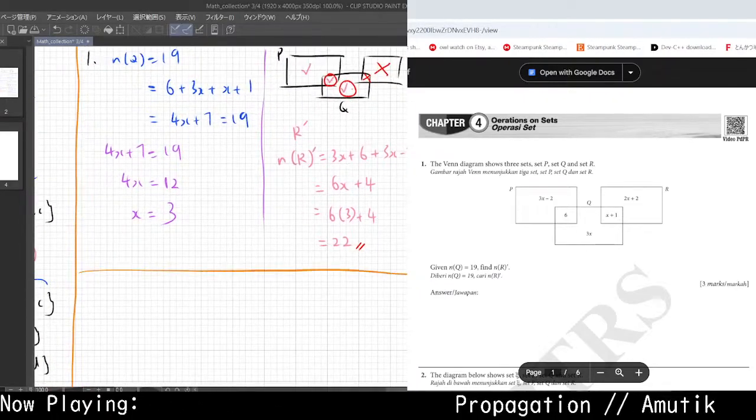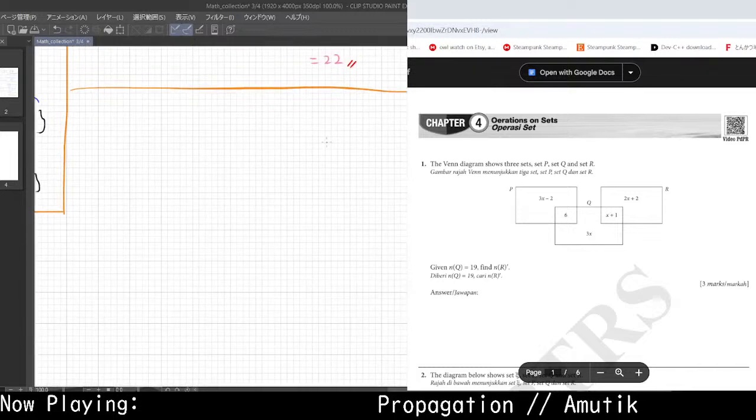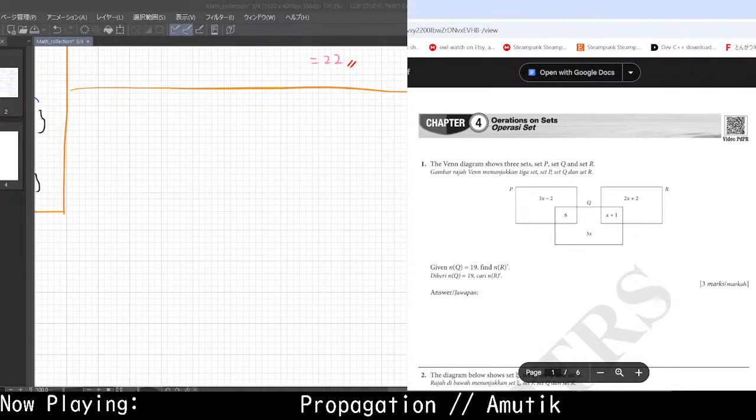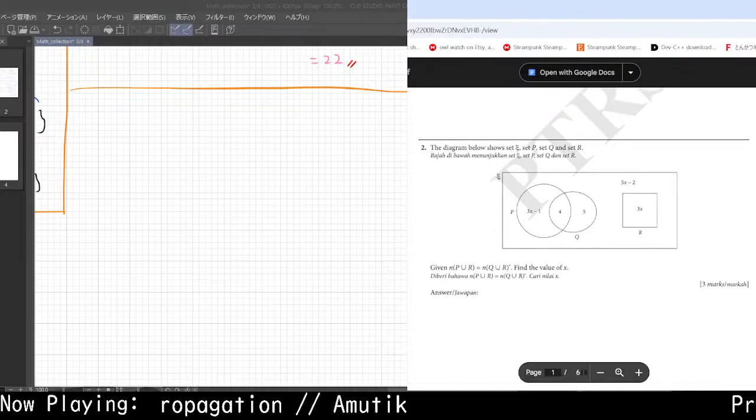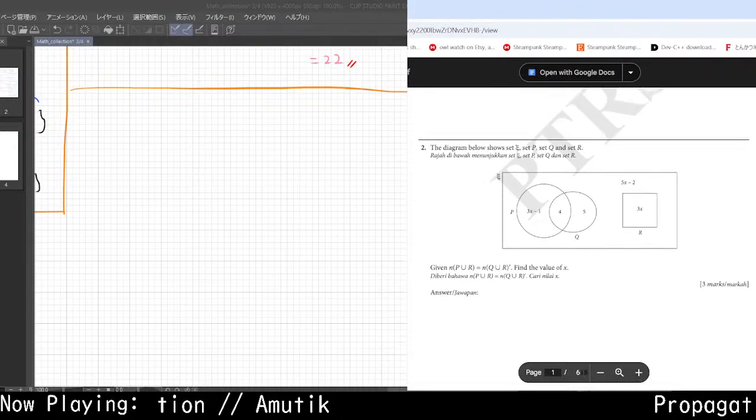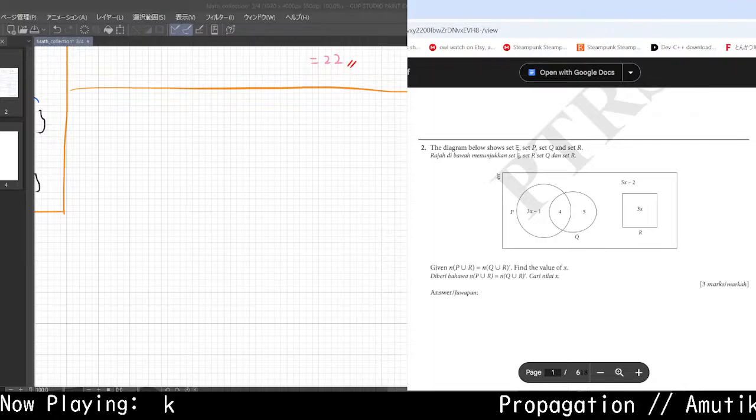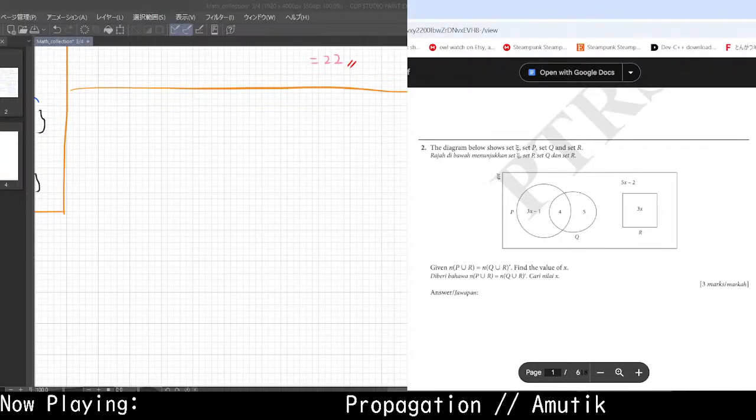Okay, next. There are a lot of questions, but most of them talk about the same thing. It's just that you need to be very knowledgeable about sets, about the basics. Then you'll be able to go through the questions.